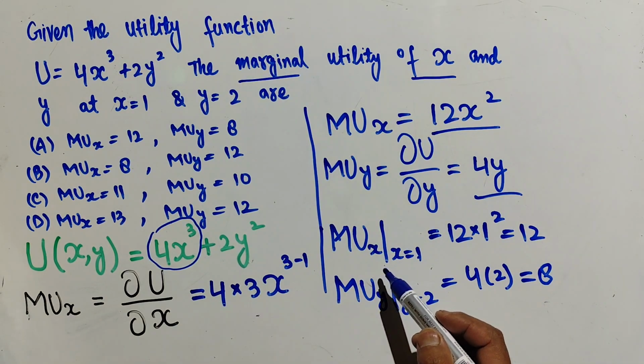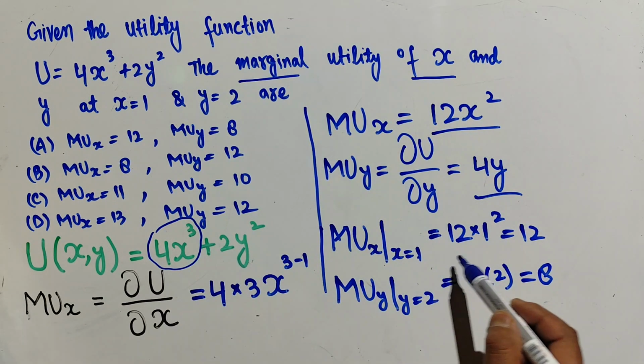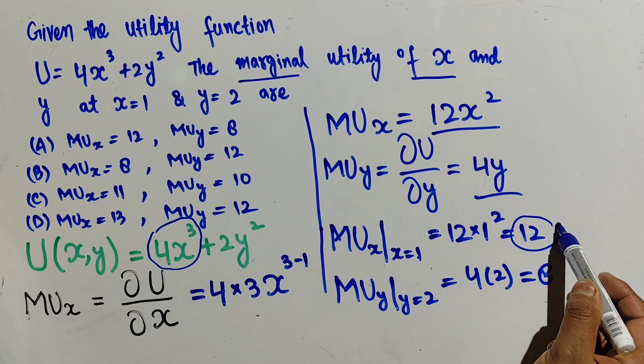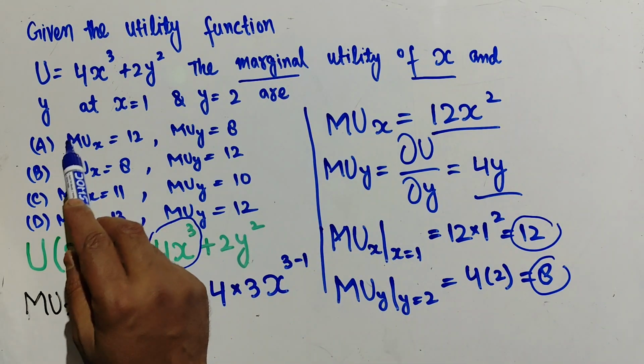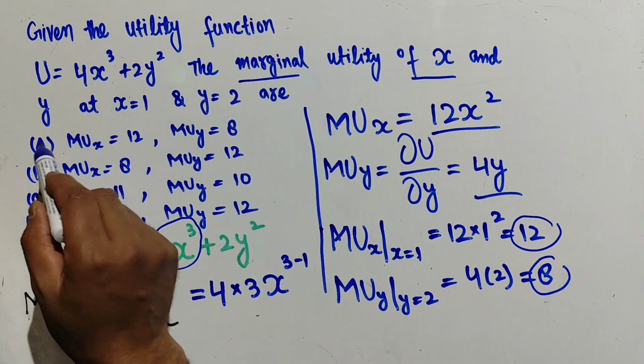So marginal utility of good x comes out to be 12 and marginal utility of good y comes out to be 8. So the correct option should be option A.